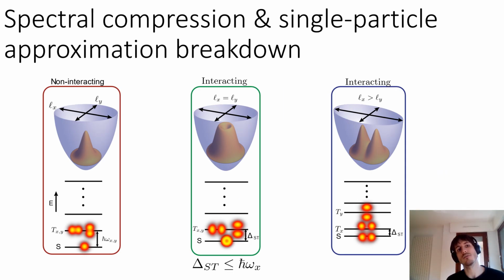So we solve our Schrodinger equation in a finite element solver. And the first thing we notice is this spectral compression, which can be summarized in this slide. First of all, let's take a look at the non-interacting case. There are no Coulomb interactions.